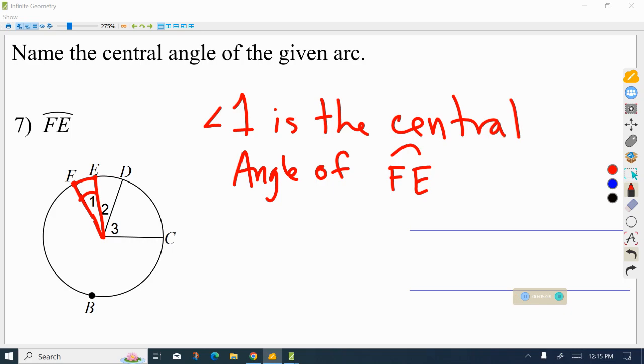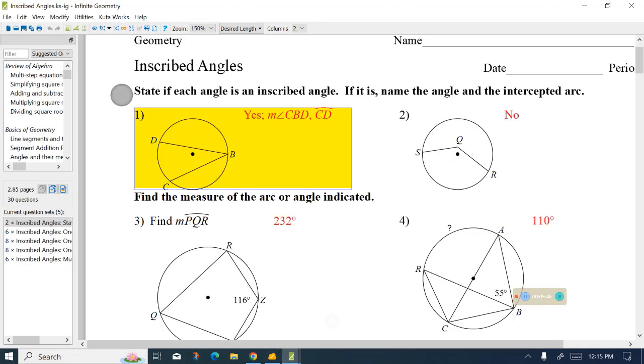Like I said, we could also call it EF. In this case, what does the worksheet call it? They call it FE, so we'll use that. If it was me naming it, I probably would have called it EF, but we have to understand that it's all the same. I'm just trying to prevent us from getting confused. So this problem would be done. Number 7 would be finished. We move on to number 8.